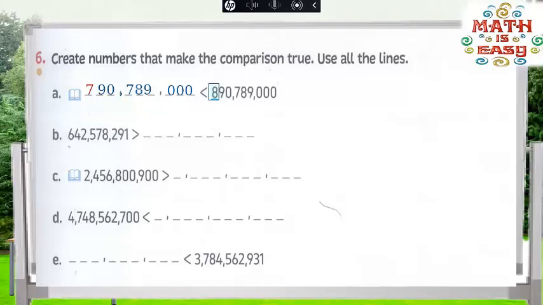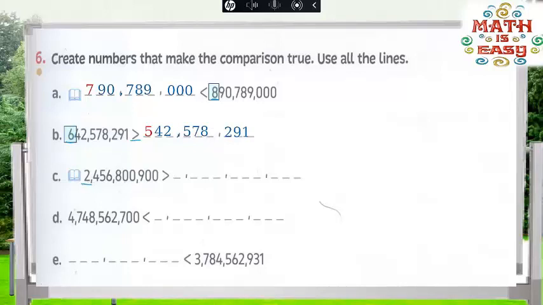Go to the next one. We have here 6, the first digit, or highest place. You should write here what? Look at the sign. 6 is more than what? You should write here a number less than 6. What is before 6? Before 6 we have 5. And write all digits in the first number. 4, 2, 578, and 291.